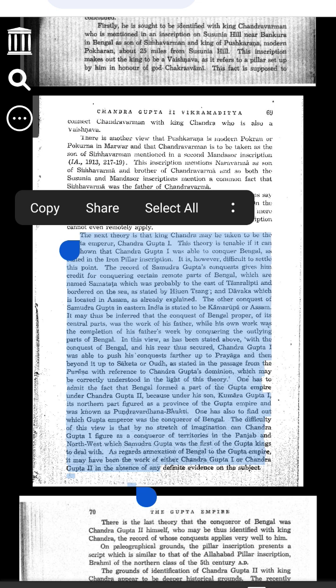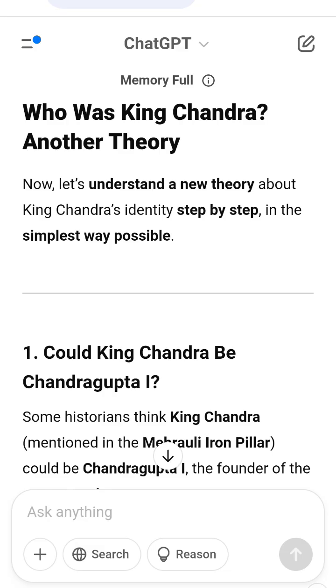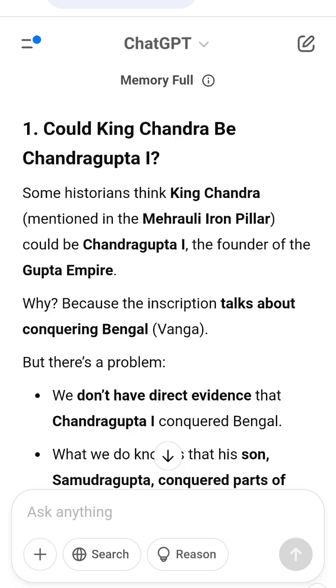Example: imagine you find an old letter talking about a king who ruled a huge empire and fought many battles. Then you compare the handwriting of that letter with other documents written by a famous king from the same time period. If they match, you know that the famous king probably wrote the letter. This is what historians did with the Mehrauli Iron Pillar. Its script matches other writings from Chandragupta II's time.